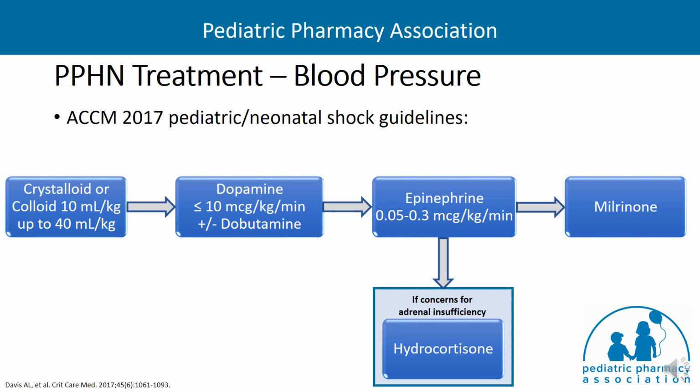The American College of Critical Care Medicine provided guidelines in 2017 on the management of hemodynamic support of pediatric and neonatal shock. And they have some key recommendations specifically for newborns with PPHN and hemodynamic shock, and they are summarized here. This includes initial volume resuscitation, followed by the addition of dopamine with or without dobutamine, ensuring that we focus on the middle dose range of dopamine so that we're targeting beta-1 adrenergic receptor stimulation and increased myocardial contractility.